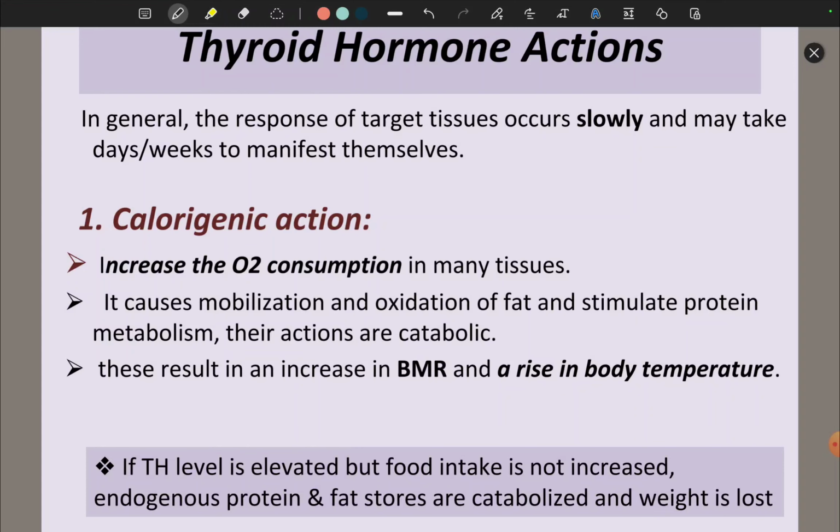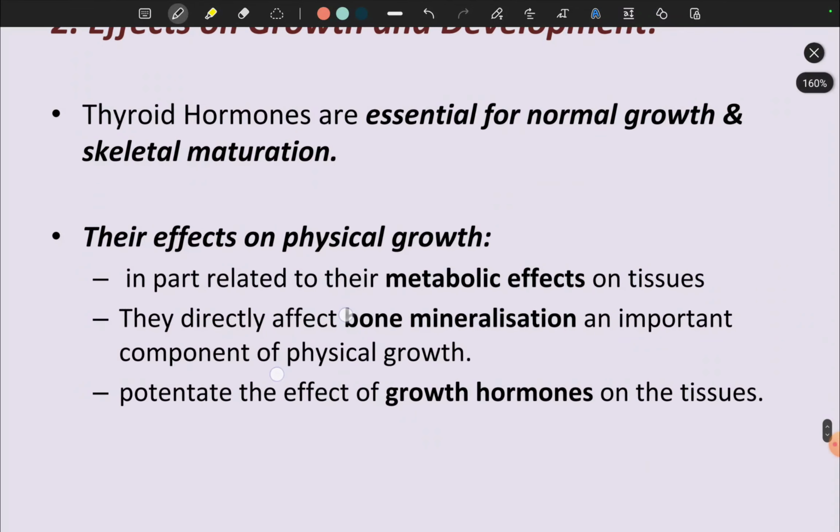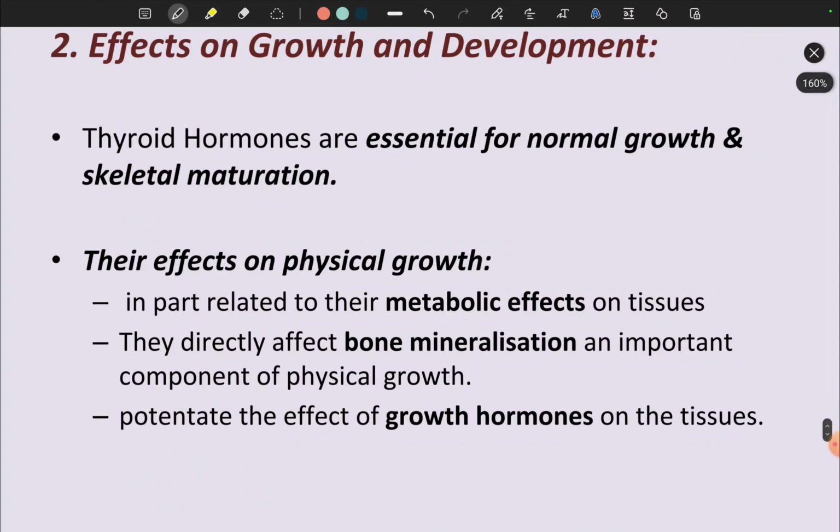What happens to growth and development? Growth hormone deficiency can cause dwarfism. But thyroid hormone deficiency at childhood or from birth, if it is not treated, will also cause dwarfism. But how can you differentiate between dwarfism from growth hormone deficiency and thyroid hormone deficiency? Thyroid hormone deficiency also has cretinism, with mental deficiency, mental retardation.